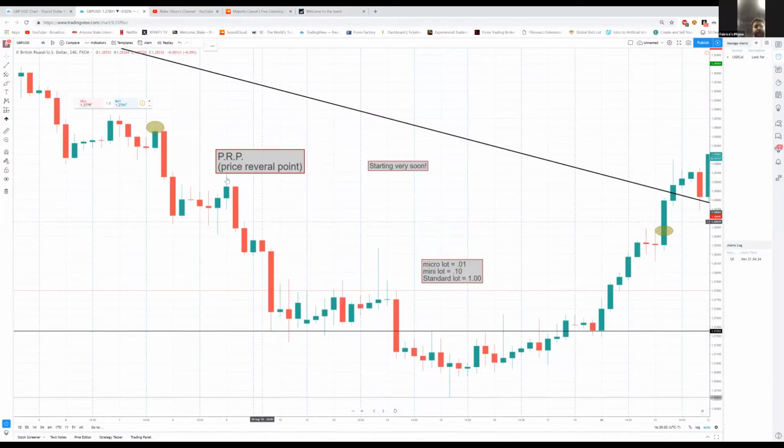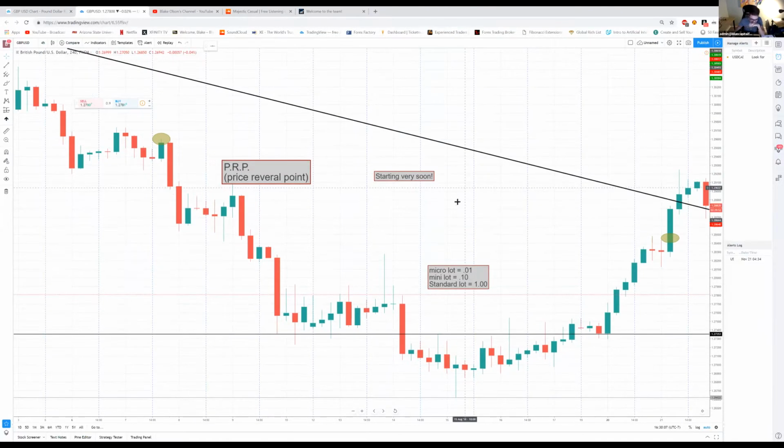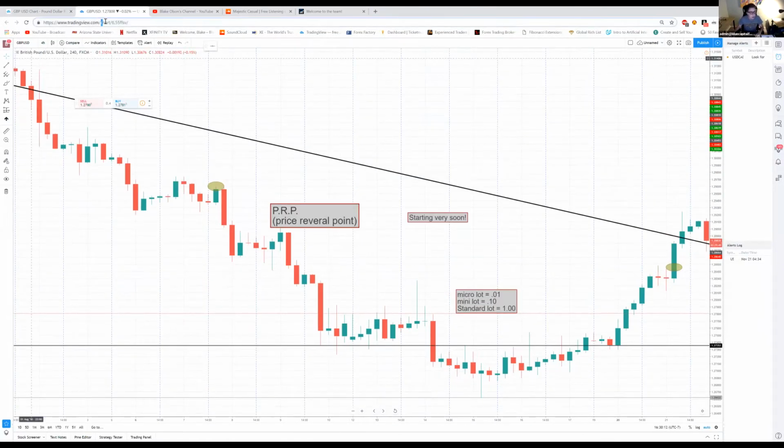So, I'm actually trying to learn this. Looking at this chart, if you don't already know, let's start from the very beginning.